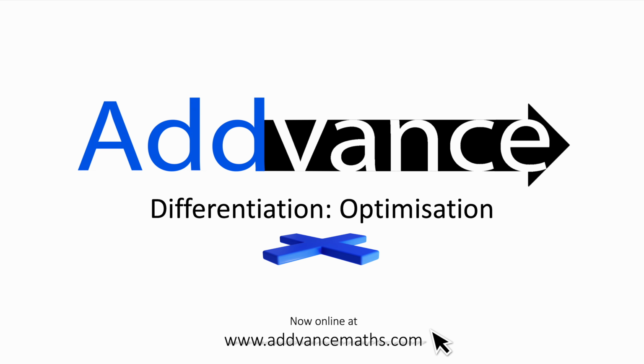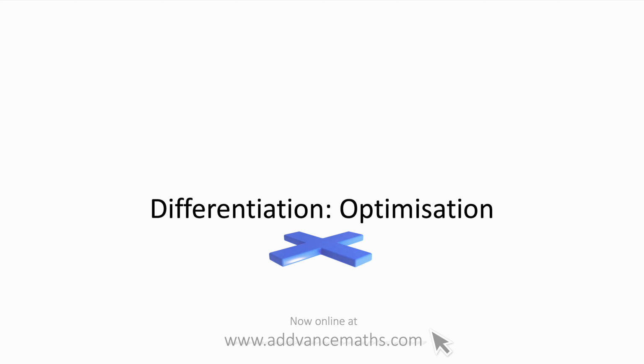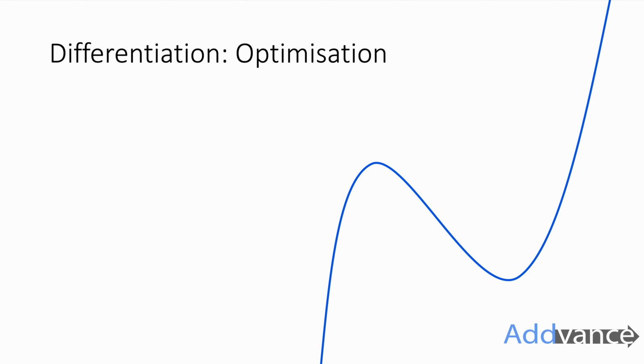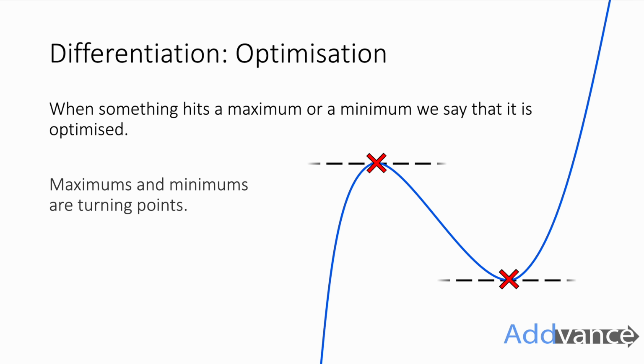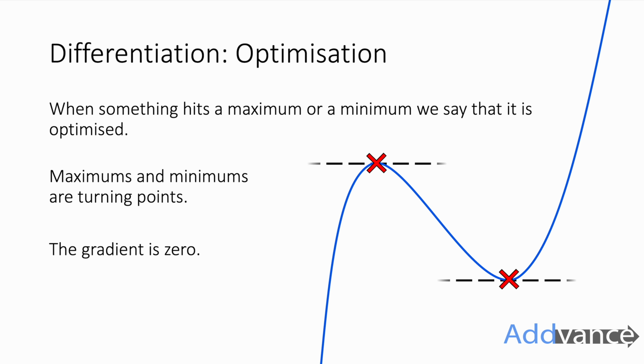Today we're looking at differentiation, optimization. So what is optimization? Well, in maths we have functions, and functions can have turning points. We can see two turning points on the screen where the red crosses are. Turning points are maximums or minimums of functions, and maximums and minimums are a way to optimize things. To get the maximum profit in a business, or to get the minimum amount of fuel consumption in a plane, you need to optimize things.